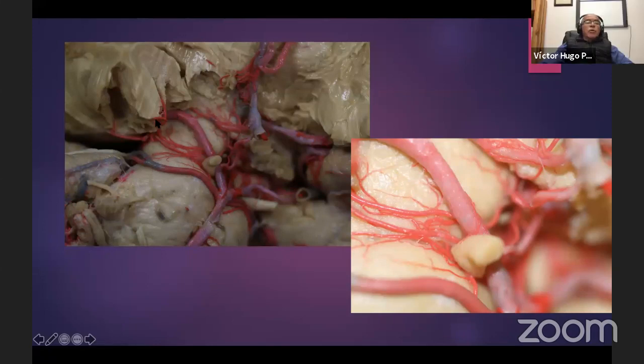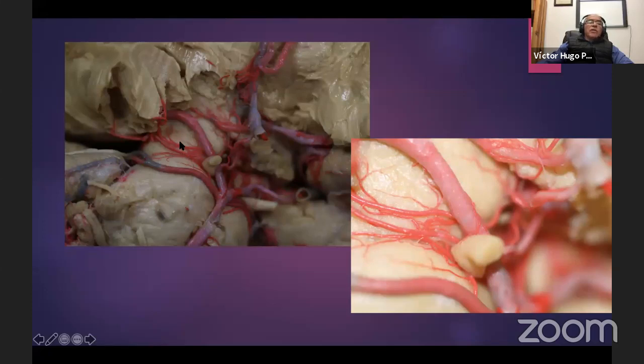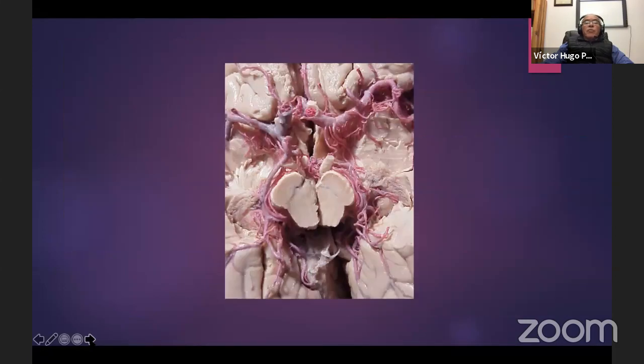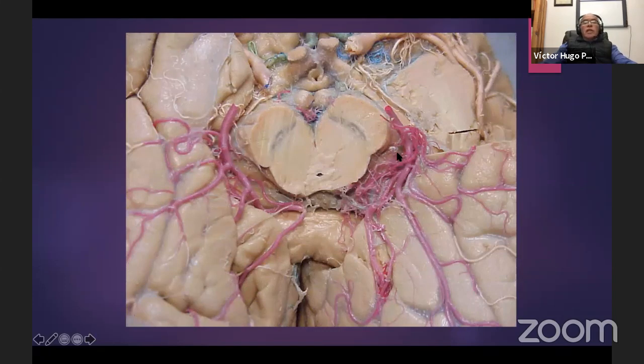A closer view of this segment of the peduncles of the brain, the oculomotor nerve, posterior cerebral artery, and superior cerebellar artery. And these small arteries are also very, very interesting. They are irrigating the brain stem in the mesencephalon. Here we have another view of posterior cerebral arteries and its branches, mainly temporal arteries.